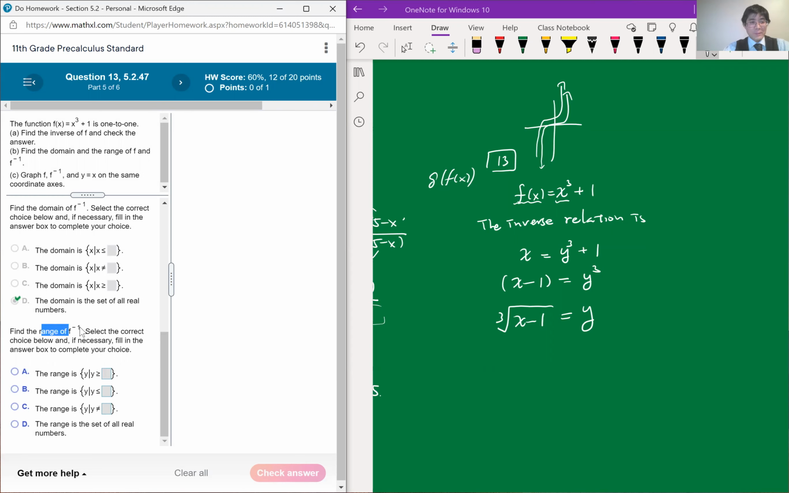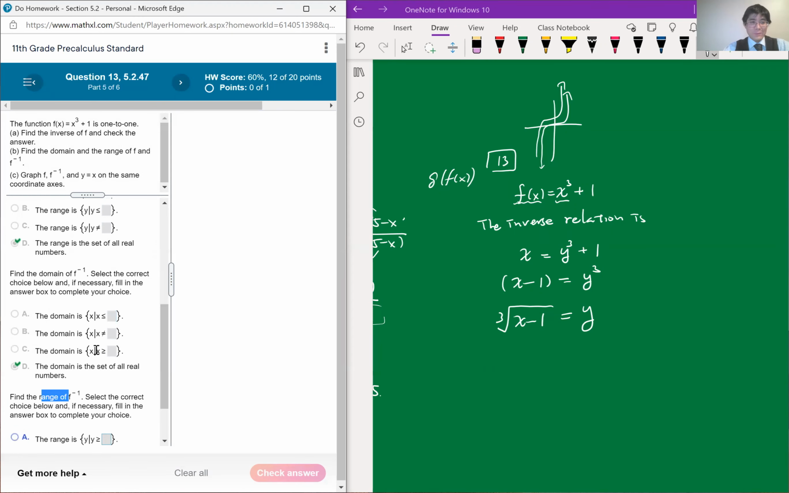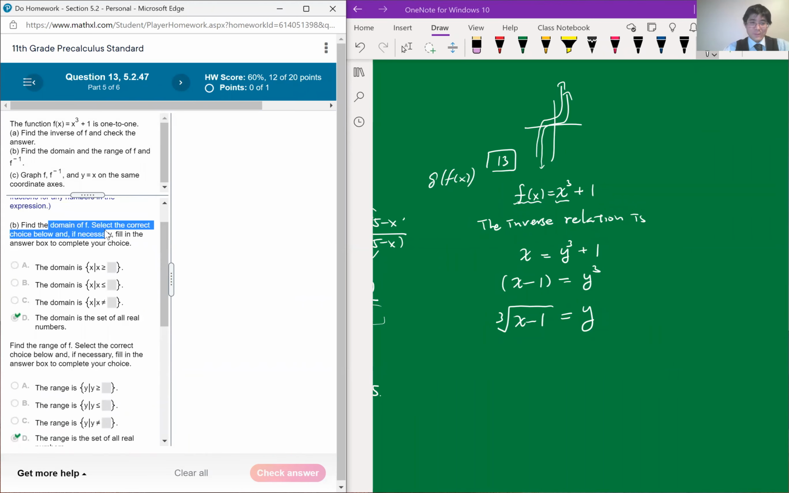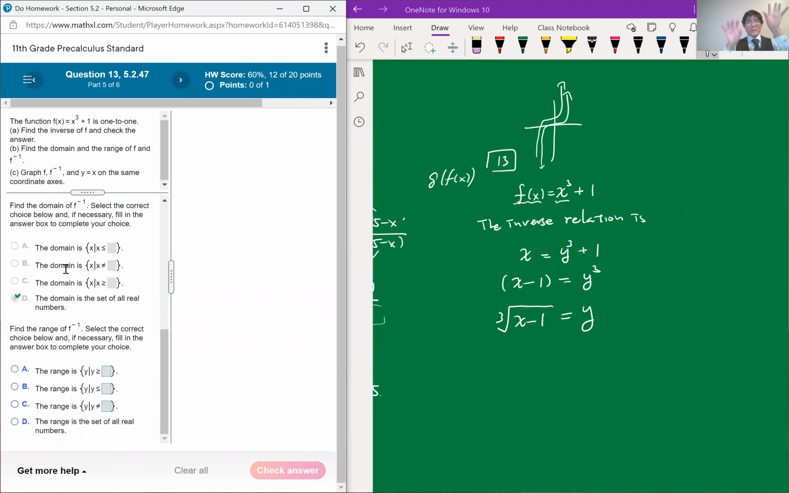Now the range of f inverse is equal to the domain of the original function. When f and f inverse are involved, the domain and range swap. In this case, everything is all real numbers anyway, so it's going to be all real numbers.